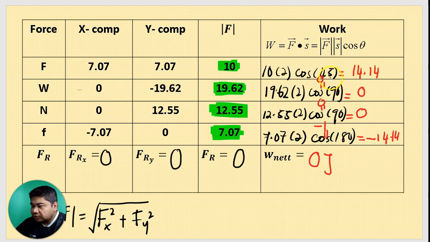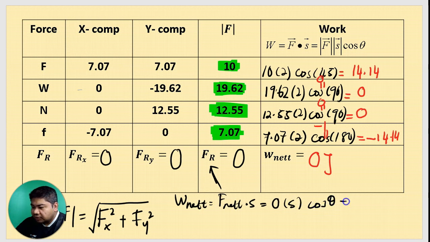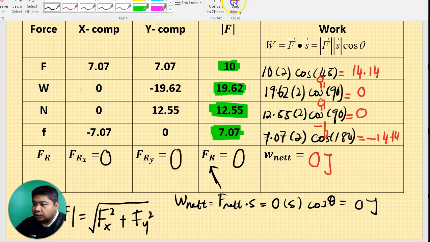You calculate the individual work done by the forces, and then you add them up, you will get the net work done. Another way you can use to calculate the net work done is by using the same equation up here. So net work is equal to F net dot S. Here we have the F net, and the F net is the FR. So FR is 0, times S cos theta. Anything times 0, you are going to get 0. So we get the same answer.